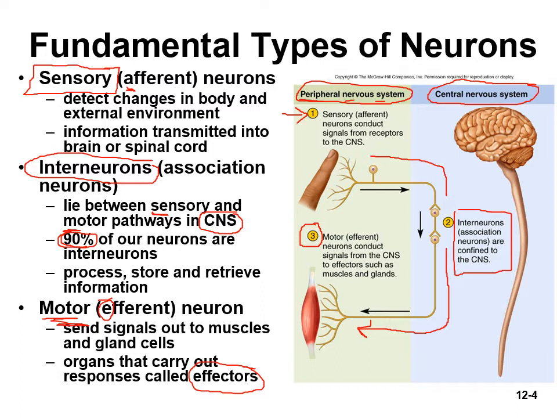So these are the different types of neurons, sensory and motor, afferent and efferent, both in the peripheral nervous system. And then in the central nervous system, you have the most common neuron, which is your interneuron.